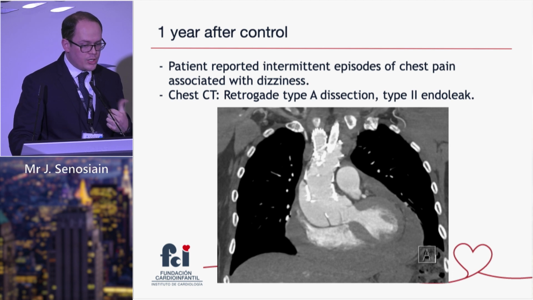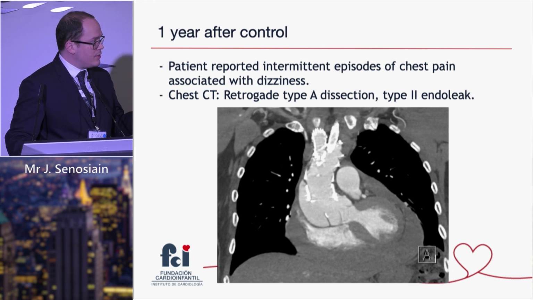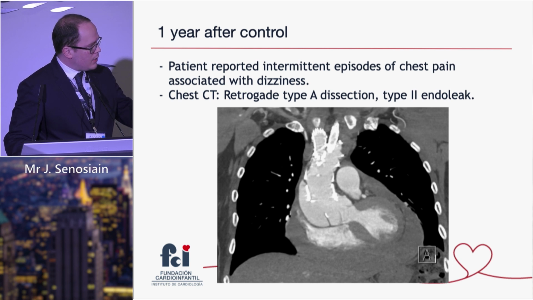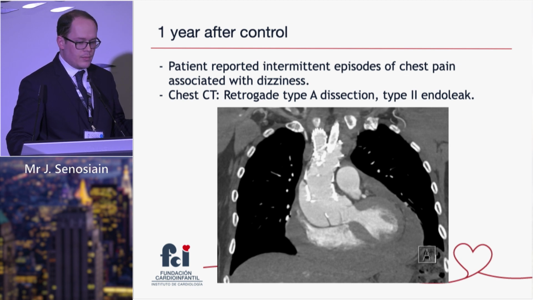chest pain associated with dizziness. This is the CTA where we can see a retrograde type A dissection with a type 2 endoleak. And as I told you about, the ascending aorta is now 6 to 7 centimeters, with an aneurysm and with the obvious type A retrograde dissection.